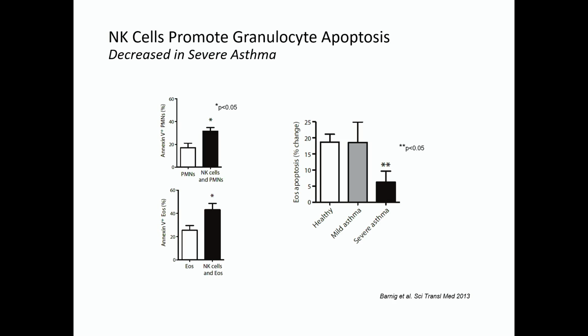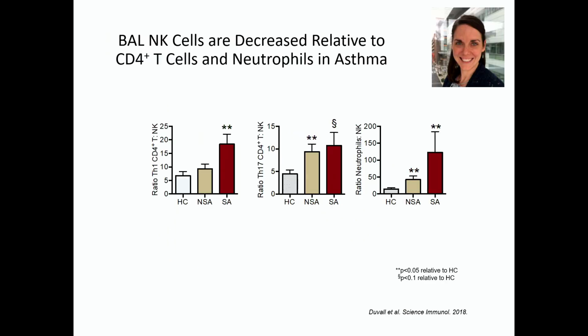Well, one thing that was different about severe asthma than non-severe asthma or health was the ability of the NK cells to actually kill the granulocytes as a clearance mechanism. And you can see this is impaired in NK cells that we obtained from severe asthmatics. So we wanted to look at that in more detail. And Melody Duval in the lab led this series of experiments, where as part of the NIH's Severe Asthma Research Program, we were able to obtain bronchoalveolar lavage fluid cells to study the cellular makeup and immunophenotyping, as well as some function.